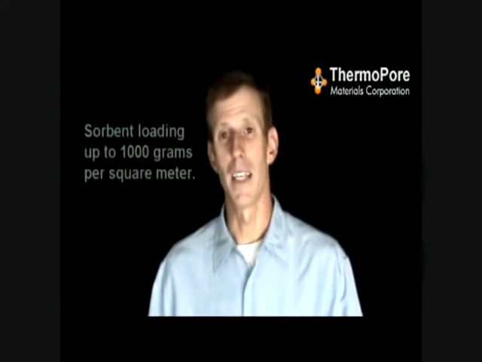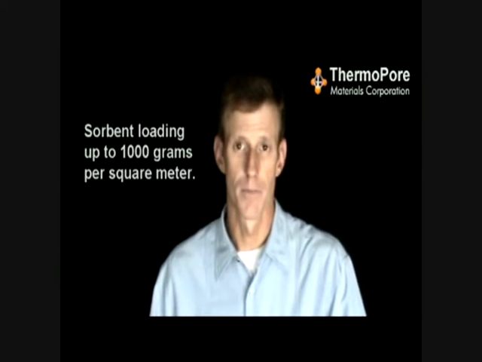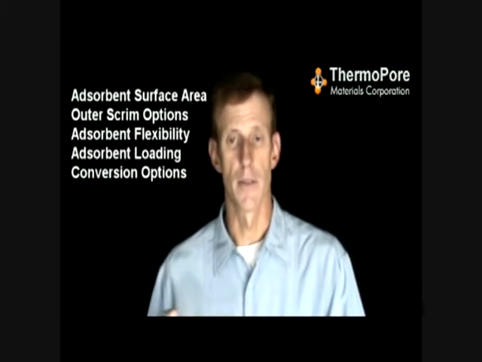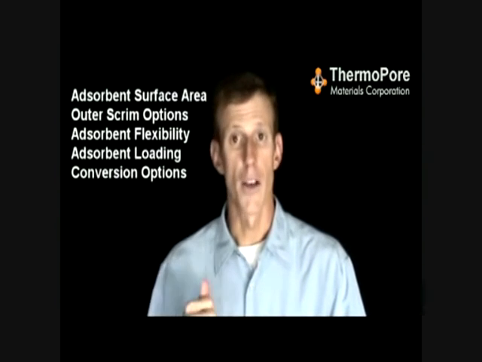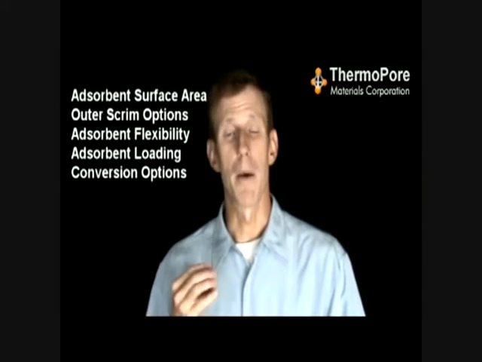Need even more capacity? No problem. With the polymesh media, adsorbent loadings up to 1,000 grams per square meter can be realized. When you combine the way that polymesh maximizes available surface area with the design and flexibility of various outer scrims, adsorbent weights, and converting options, you get best-in-class performance.